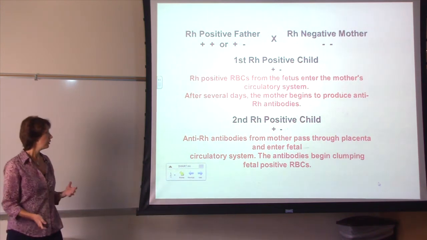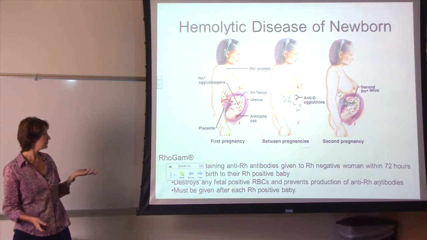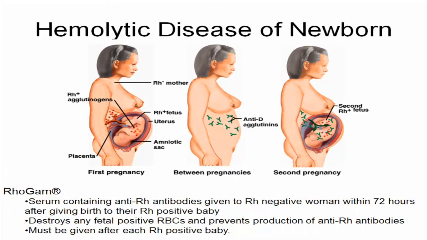So in order to stop that from happening, if you're an Rh negative mother, they will automatically give you something called RhoGAM. It's anti-Rh antibodies to try to stop the mother from making antibodies. So pretty much every time a woman does a pre-check into the hospital to have a baby, they'll give her that RhoGAM to make sure that she's not developing antibodies.